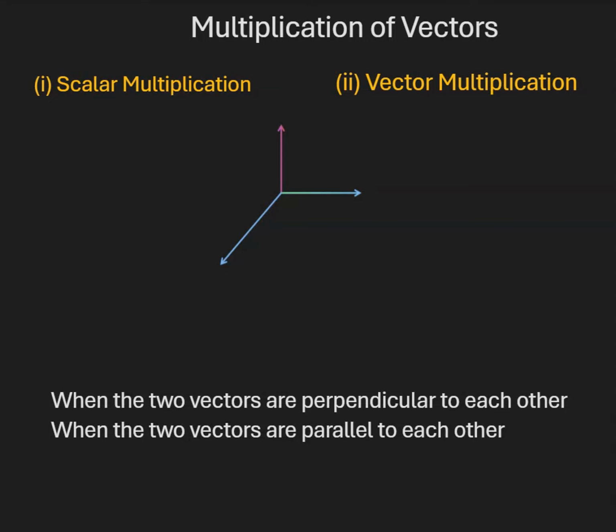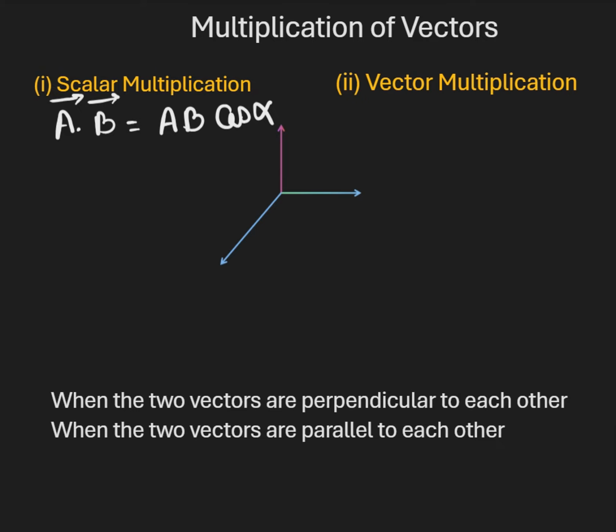So, vector multiplication. There are two types of multiplication: one is scalar multiplication, another one is vector multiplication. If there are two vectors, say A and B, then scalar multiplication is A dot B equals AB cos alpha. Alpha is the angle between these two vectors, and A and B are the magnitudes of these two vectors.